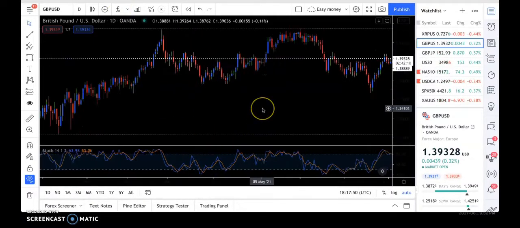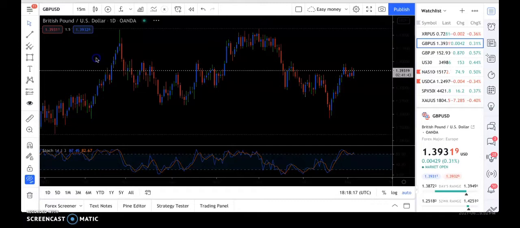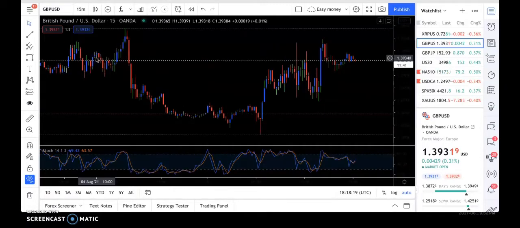The next one we're going to talk about is the stochastics. It's kind of the same concept as the RSI. When it's high up here, I'm looking for it to come back down to these levels. It was high up here and came back down to these levels. Let's go to the 15 so you can see how it moves, with current time. Look at this stochastics.